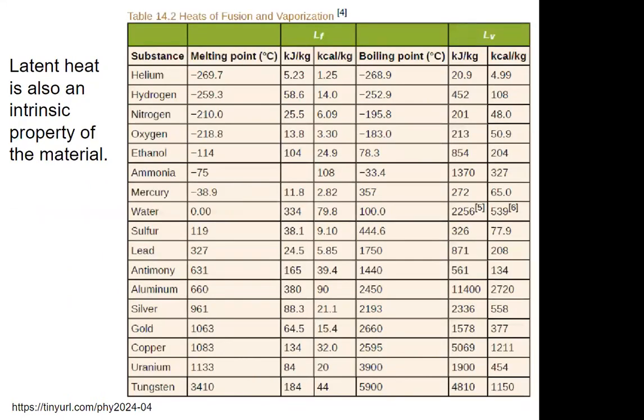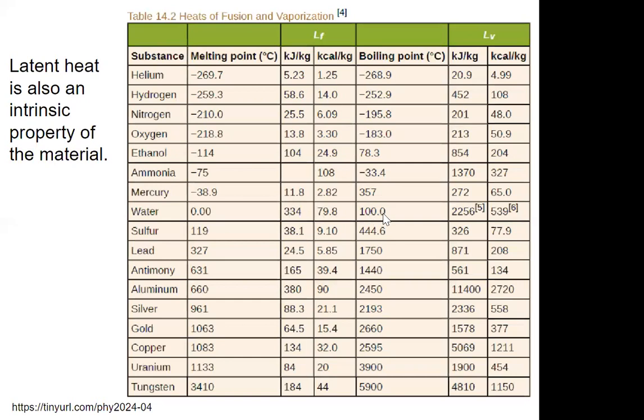Again, latent heat is specific to the substance. You might want to take a look at the water here. Melting of water happens at 0 degrees Celsius. The amount needed is 334, and this is in kilojoules per kilogram, so it's 334,000 joules. It's a lot of energy.